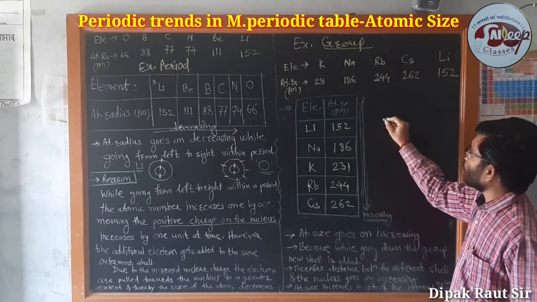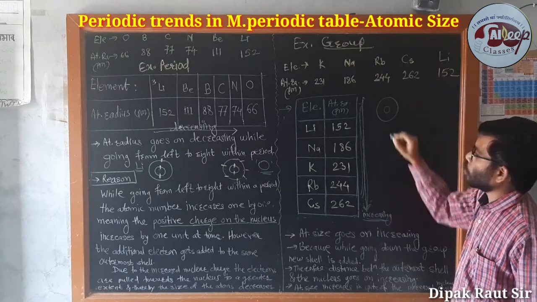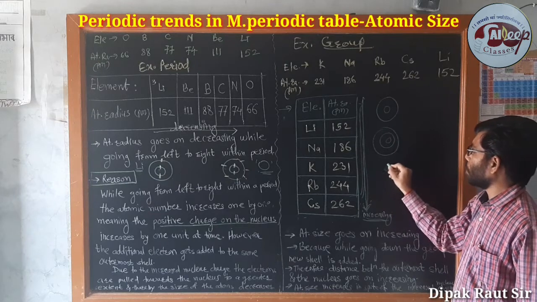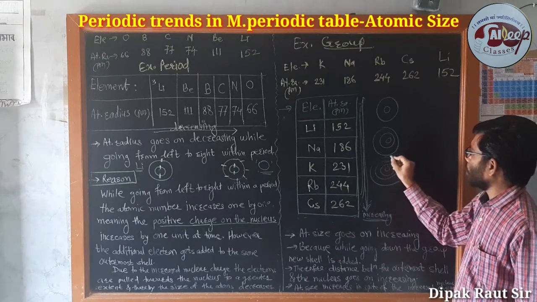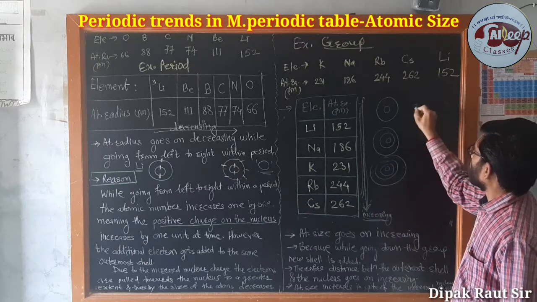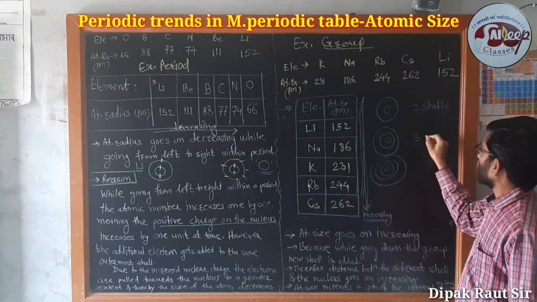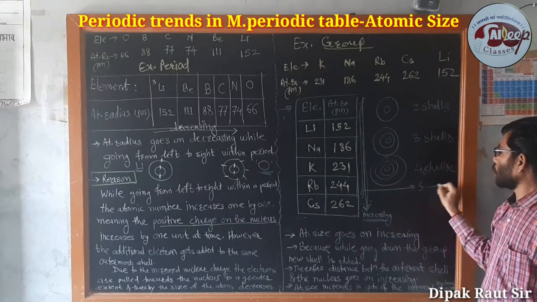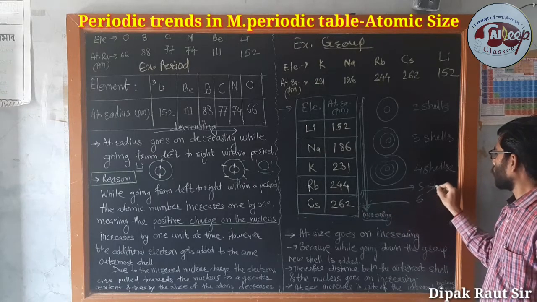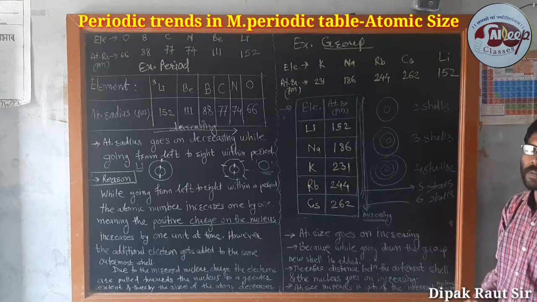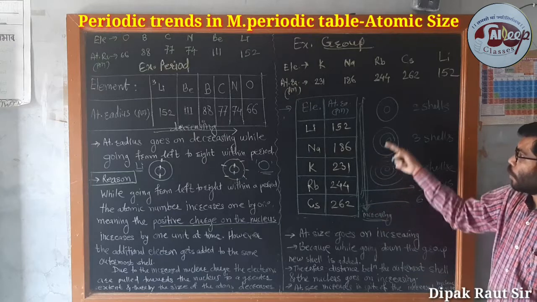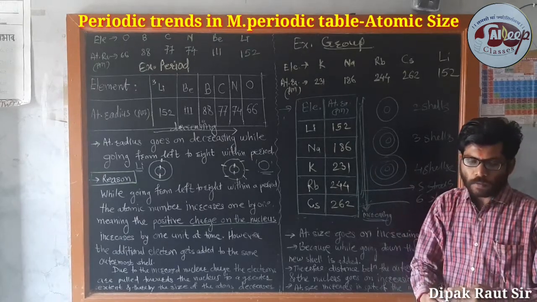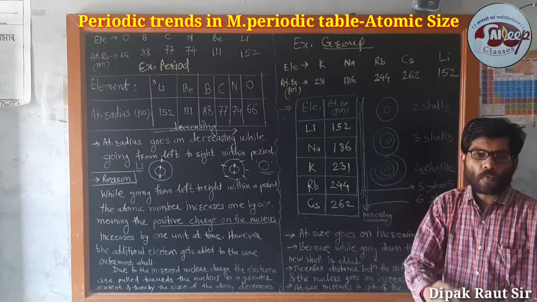Lithium, 2 shells. Sodium, 3 shells. Potassium, 4 shells. Rubidium, 5 shells. Cesium, 6 shells. When we observe this arrangement, 2 shells, 3 shells, 4 shells, 5 shells, 6 shells, that means when we go down the group, one outermost shell is added.